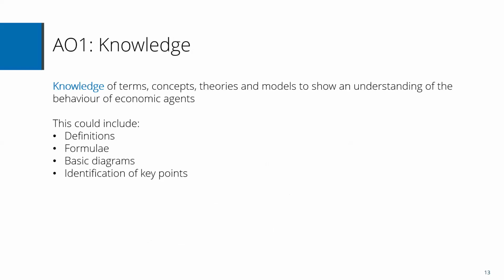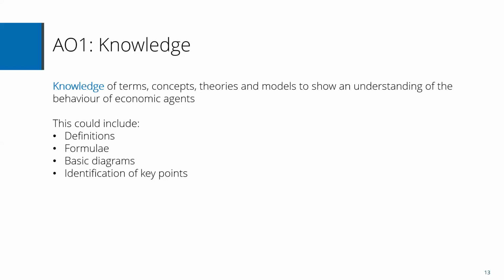So we focus a little bit more here on AO1, knowledge. You can see here a reminder of what we've just looked at about what AO1 is: knowledge of terms, concepts, theories and models to show an understanding of the behaviour of economic agents. And then there's just a little bit of an idea about where that might come from, talking about definitions or formula. So for example, if there's a calculate question, then showing understanding of the formula would come in there.